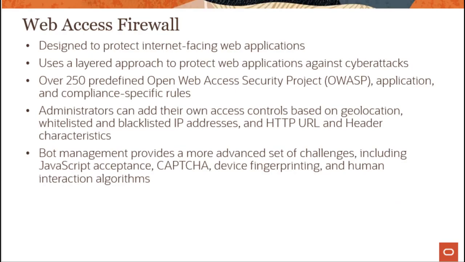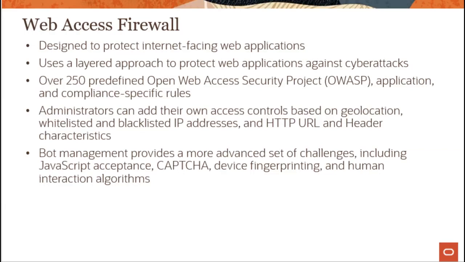Next, let's look at our Web Access Firewall. Web Access Firewall is designed to protect internet-facing web applications. It protects against any type of cyber attacks. There are over 250 predefined rules that are configured by default. And a user can add their own access control. And these access controls can be based on geolocation, whitelisted and blacklisted IP addresses, or HTTP URL and header characteristics.